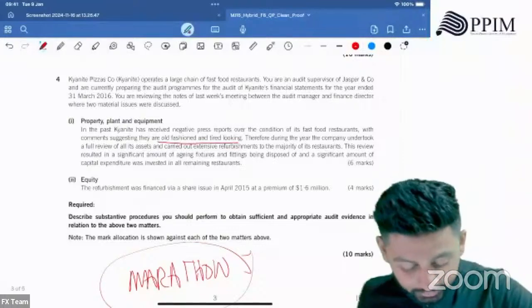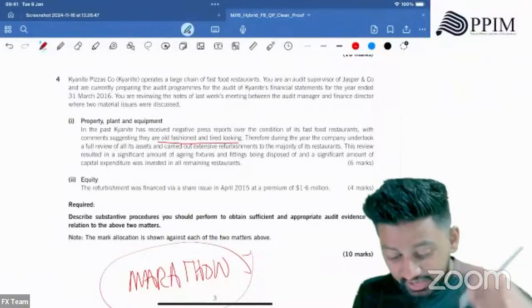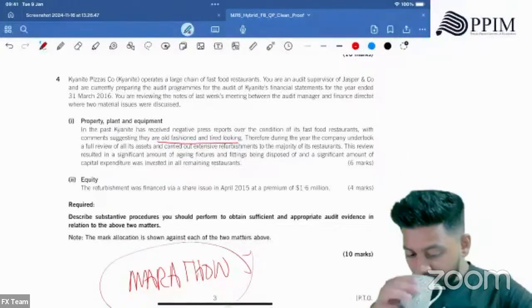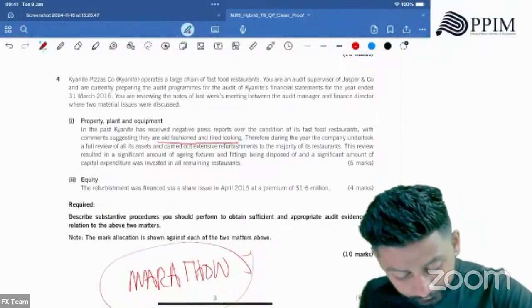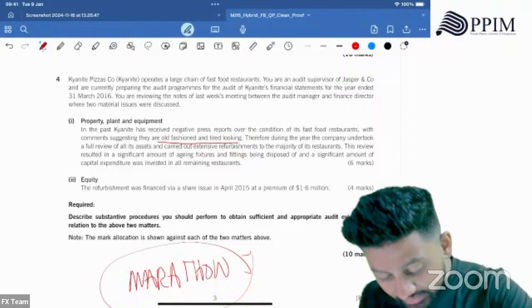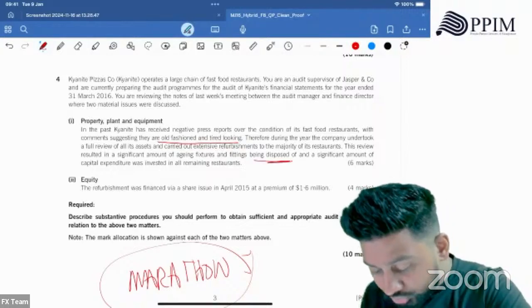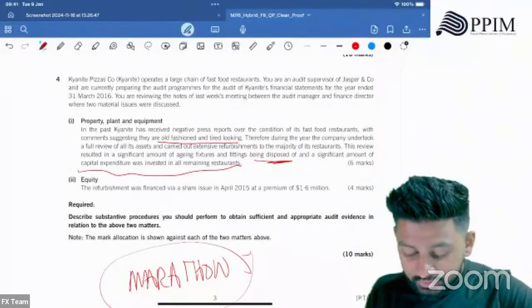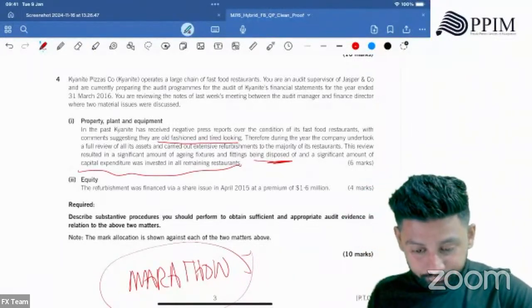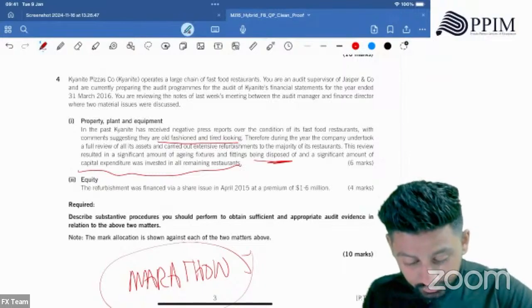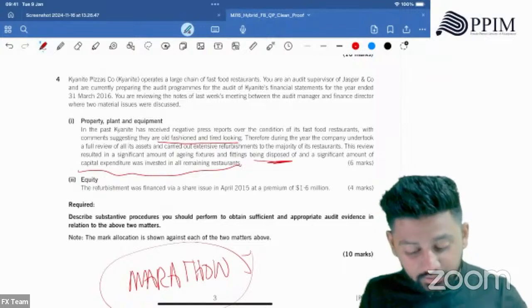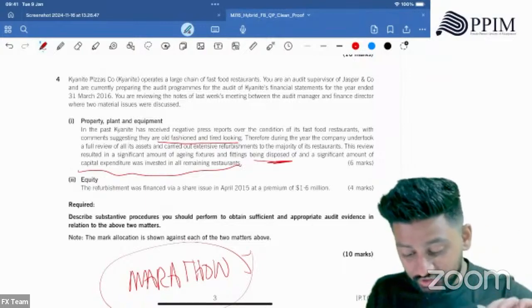Anyway, coming back. Therefore, during the year, the company undertook a full review of all its assets and carried out extensive refurbishments to the majority of its restaurants. This review resulted in a significant amount of aging fixtures and fittings being disposed of, and a significant amount of capital expenditure was invested in all the remaining restaurants. In the past, the company has received negative press reports over the condition of its fast food restaurants, with comments suggesting they're old-fashioned and tired-looking.